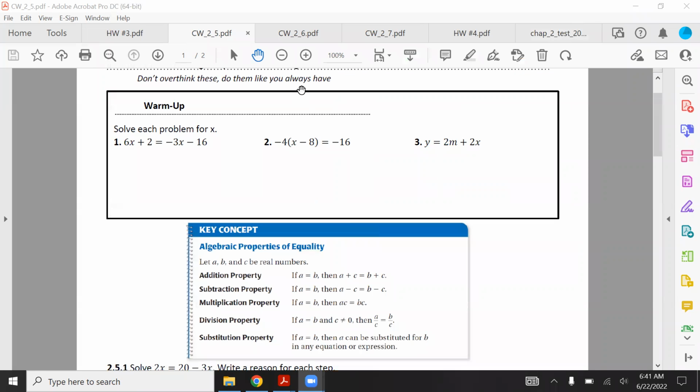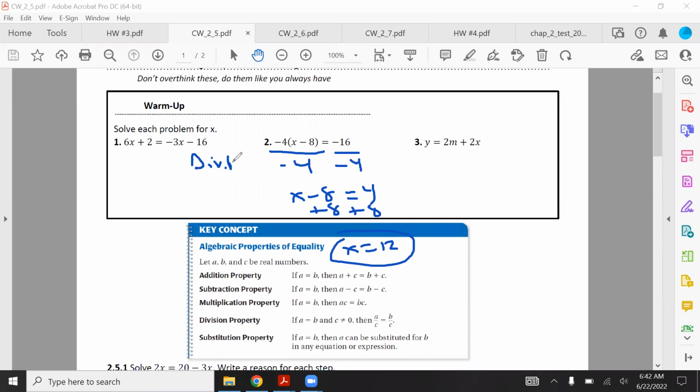So the next step, I'm going to divide everything by -4. And then add 8. So you get x equals 12. That should be pretty straightforward. And what I did here is I did the division property and then the addition property.